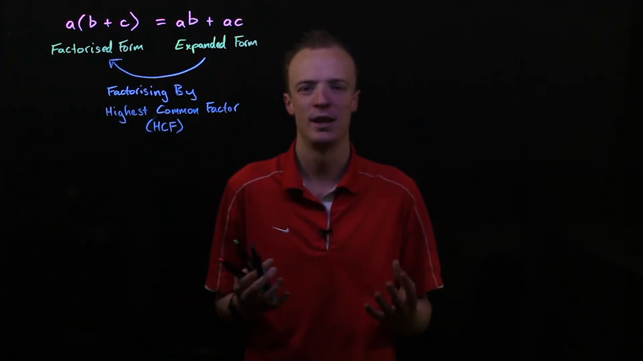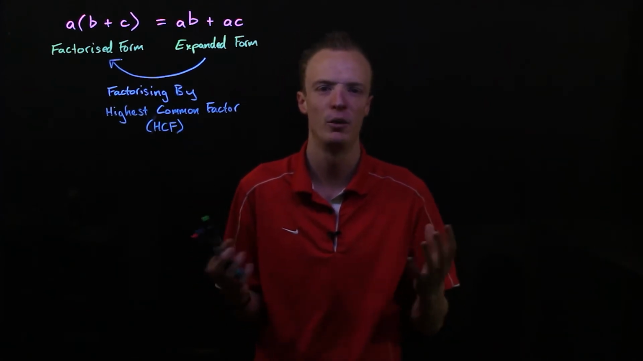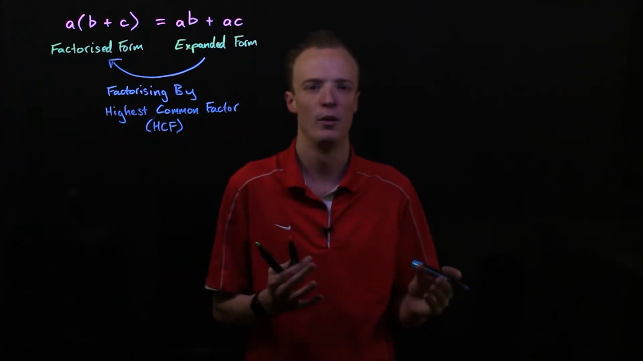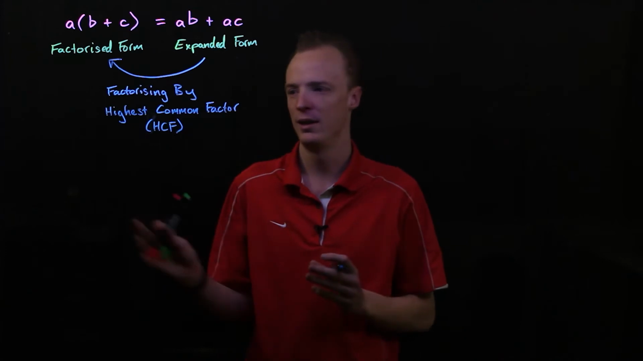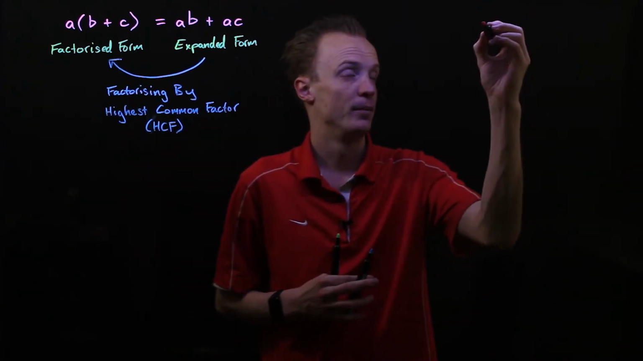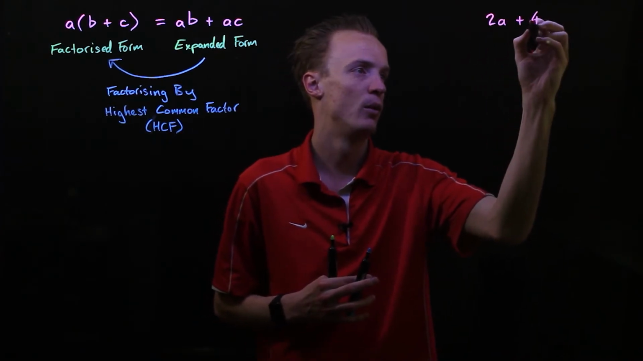Now, to do this process, we need to know what a highest common factor is, or what we refer to as common factors in general. So to be able to move from expanded form to factorized form, we first have to know what is referred to as the highest common factor. So let's consider the following. What if I had 2a + 4?